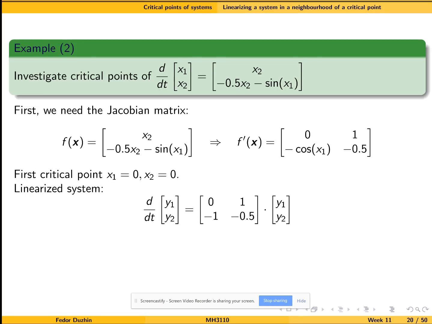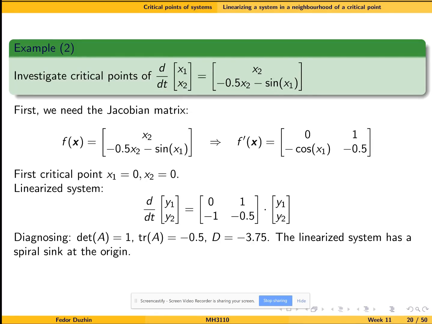Right. So the first critical point is 0, 0. Then here is the matrix of the linearized system. And now the determinant of this matrix is positive, is plus 1. The trace is negative, and the discriminant of the characteristic polynomial is negative. So if the discriminant of the characteristic polynomial is negative, it means that the eigenvalues are complex. But since the trace is negative, it means that the sum of the eigenvalues is negative. So the real part of each eigenvalue is negative. So therefore, it is stable. Right? So it is a spiral sink. So good. Now we are able to prove it rigorously.